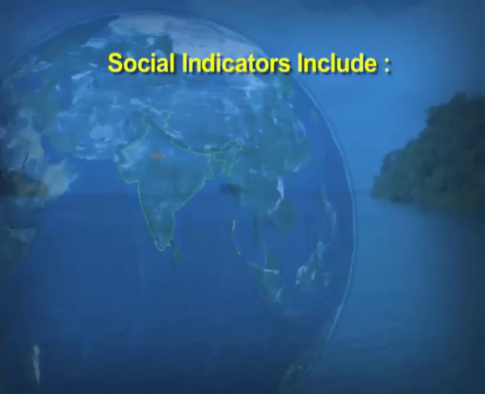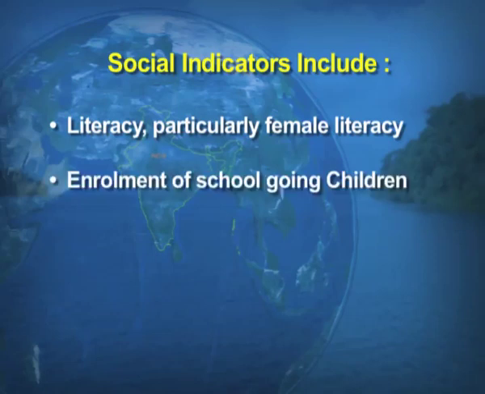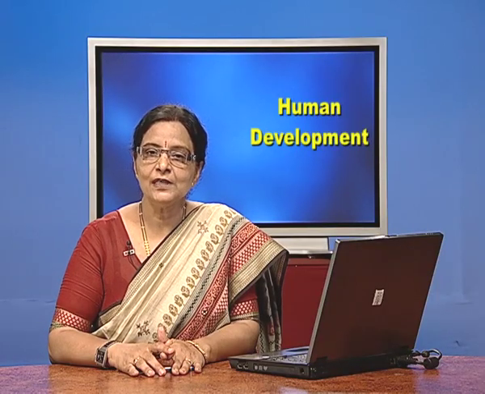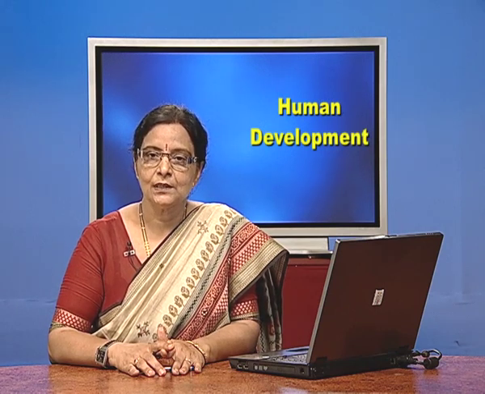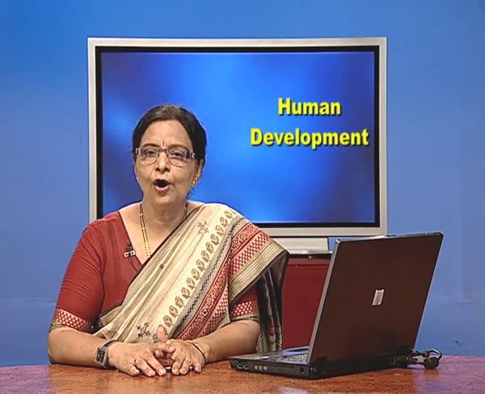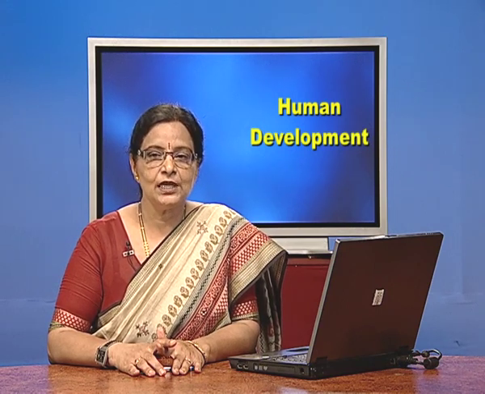Now, we take up the social indicators, and these indicators include literacy, particularly female literacy. Number 2, enrollment of school going children, because in our country we always discuss the dropouts. Many children go to school, they seek admission, but then they drop out because of certain reasons, maybe the family background, maybe an economic crisis or certain other reasons resulting in the dropout of students. So, this dropout is also one of the social indicators.